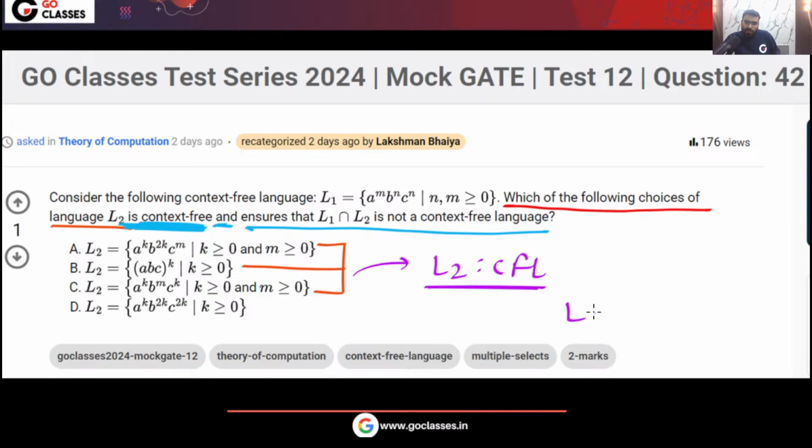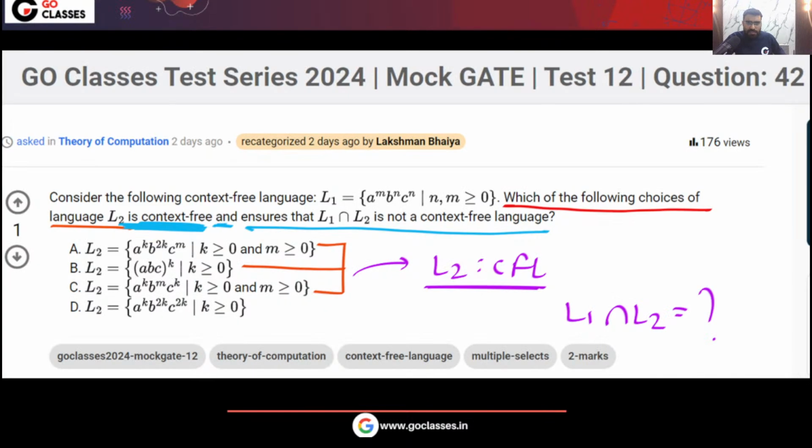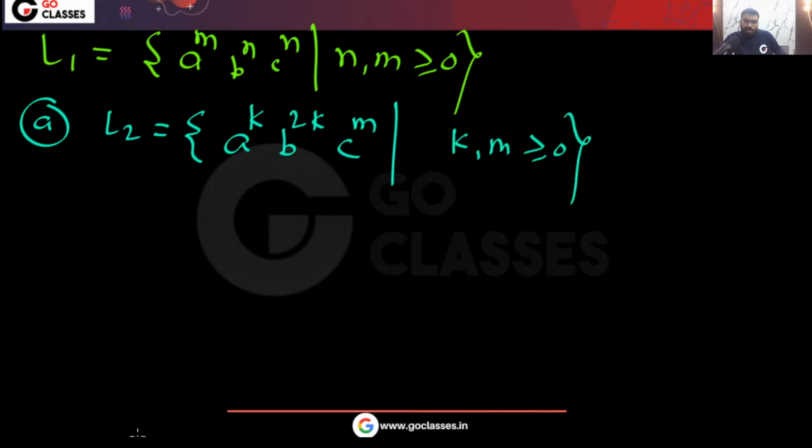Now let's see, L1 intersection L2 will be what? You find out what is L1 intersection L2. So L1 is already given to you, that is a power n, b power m, c power n, where n comma m greater than equal to 0. Okay, now let's see each option one by one. So what is option number A? Option number A, that is L2 equal to a power k b power 2k c power m, where k comma m are greater than equal to 0.